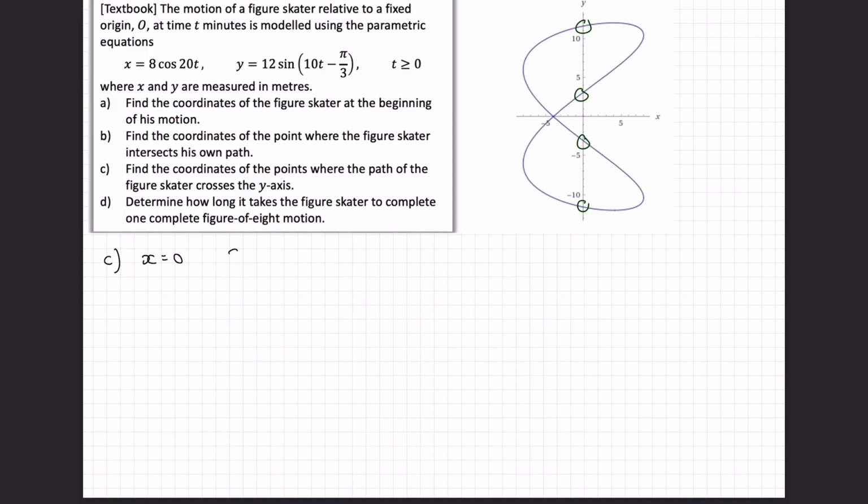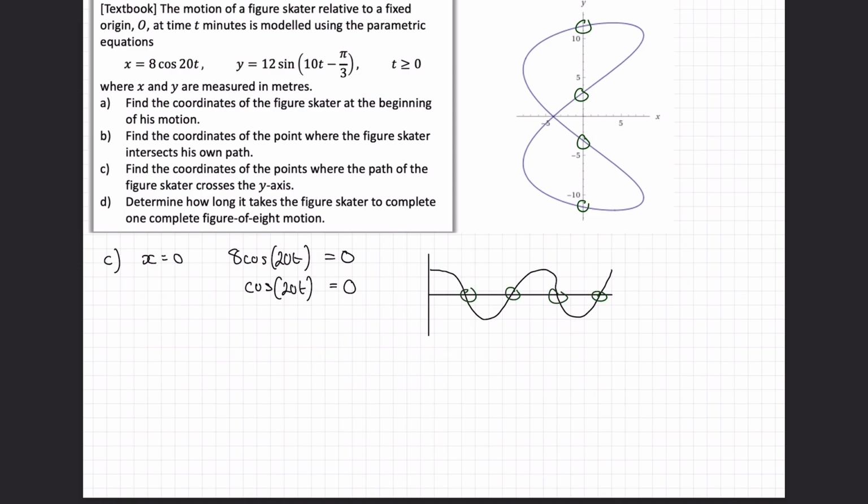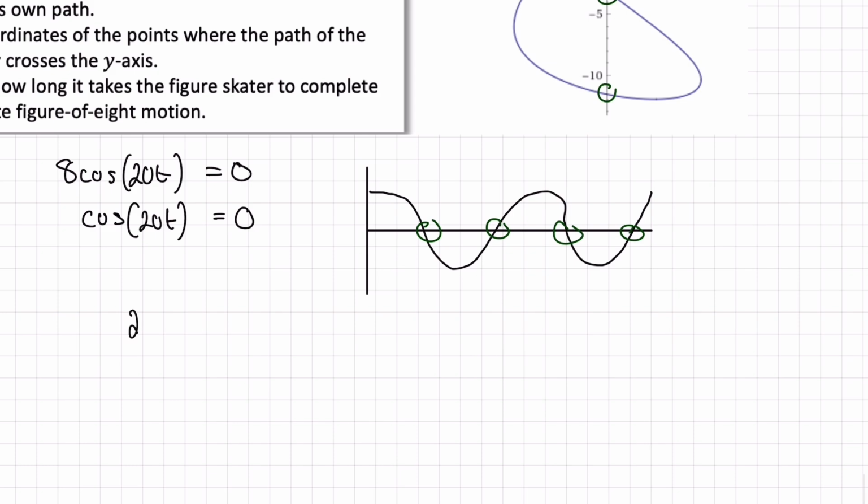Okay, so 8 cos 20t equals 0, cos 20t equals 0. So when we come to draw our graph for cos, we want to get at least the first 4 in here. So we're looking here, here, here, and here. So we want 20t to represent. Let's have a look.